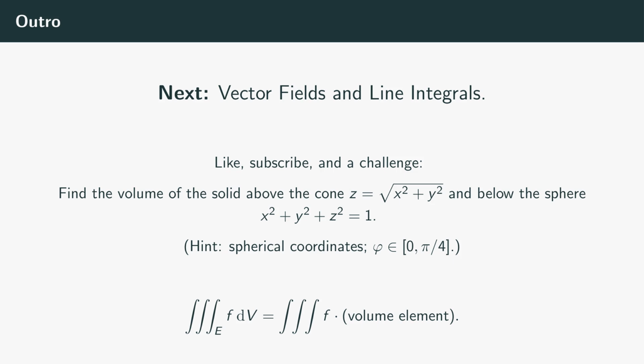The integral from 0 to 2 pi, of the integral from 0 to pi over 4, of the integral from 0 to 1, of rho squared sine phi, d rho d phi d theta, factors as 1/3 times 1 minus the square root of 2 over 2, times 2 pi, which is pi times 2 minus the square root of 2, over 3.